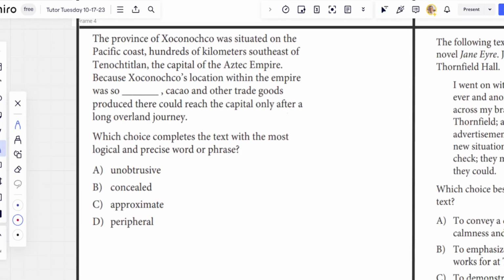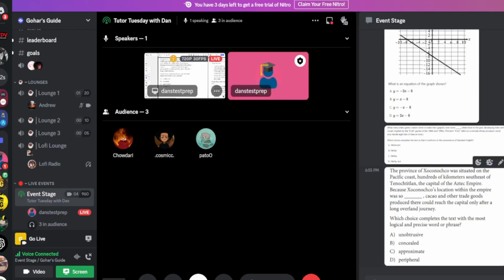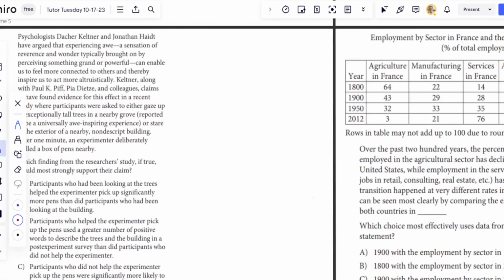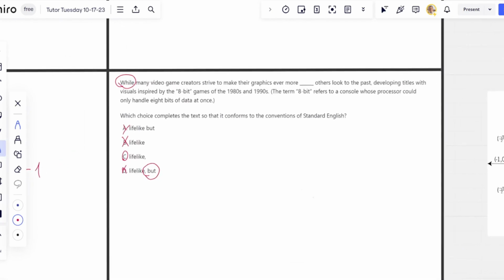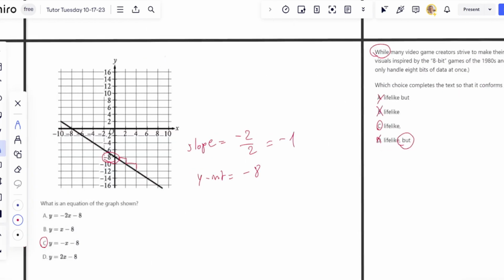Next one here as well is another reading writing question. If we did not have while, would D be the answer? Yes. Many video game creators strive to make their graphics ever more lifelike, but others look to the past. That would make sense. But since we already have a dependent clause set aside by while, we can't put but.